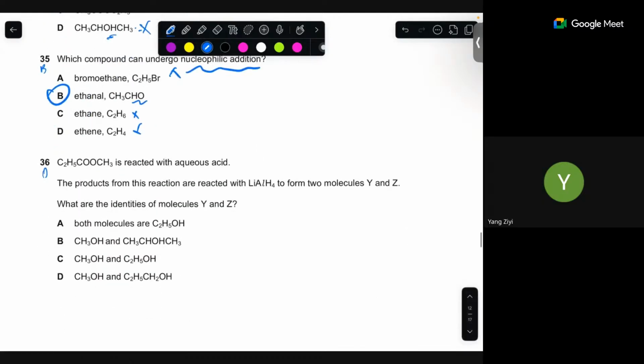So here this one is going to be ester reacting with aqueous acid. The product from the reaction is reacted with this to form two molecules. So C2H5, C double bond O, OCH3. When you react with acid, we know that hydrolysis will take place. So here you will have C2H5, C double bond O, OH. This one will be CH3OH, alcohol. So it's a primary alcohol here.